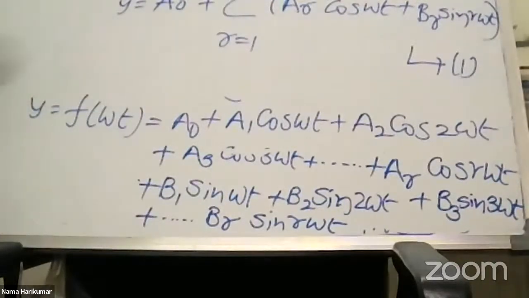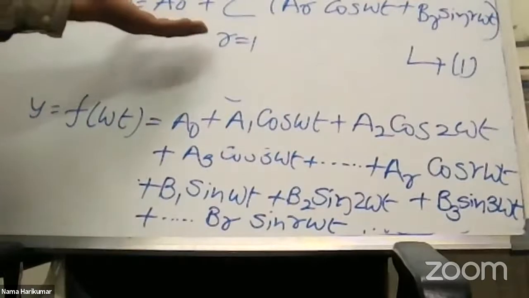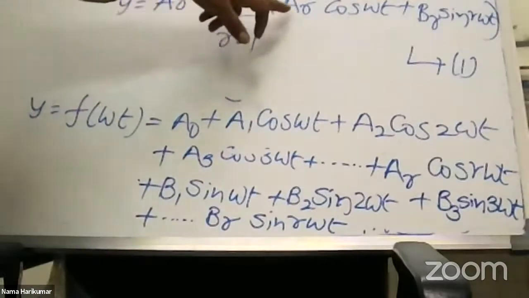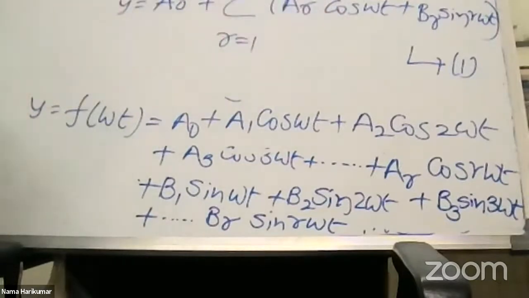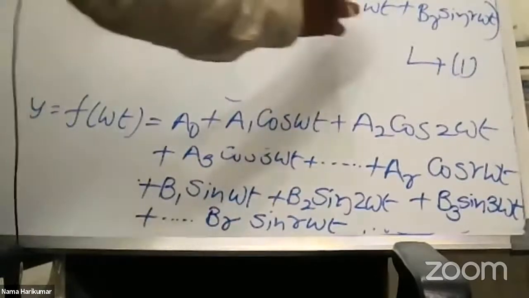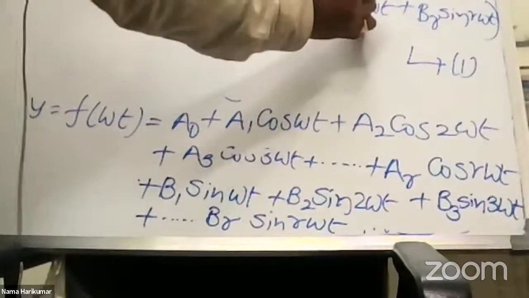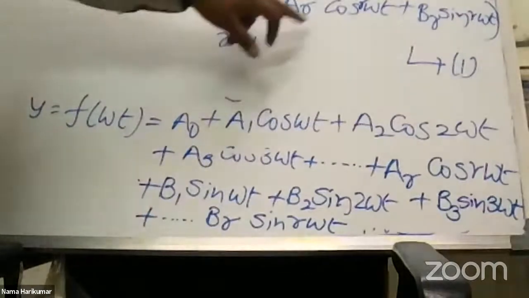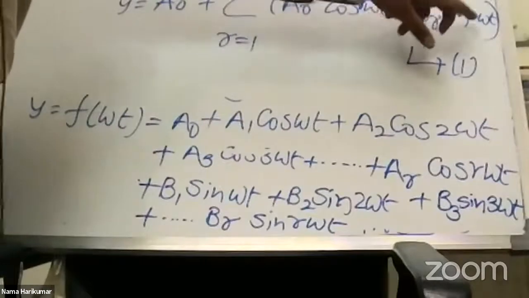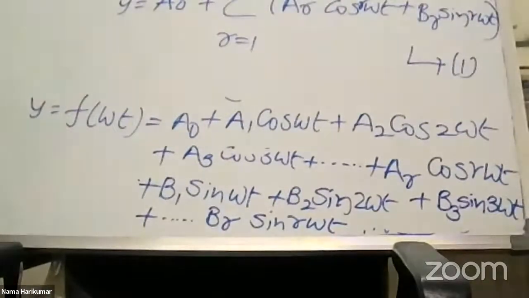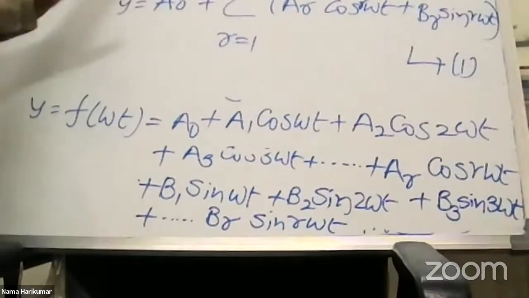For example, if you want r equal to 3, then the value is A3 cos 3 omega t plus B3 sin 3 omega t. For the values 4, 5 up to infinity, you have to put it like this.